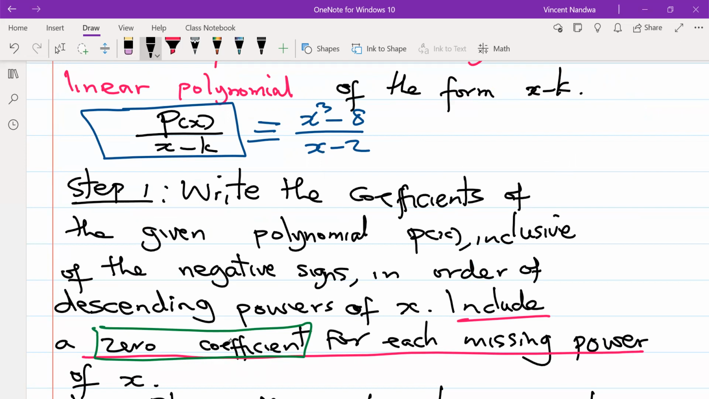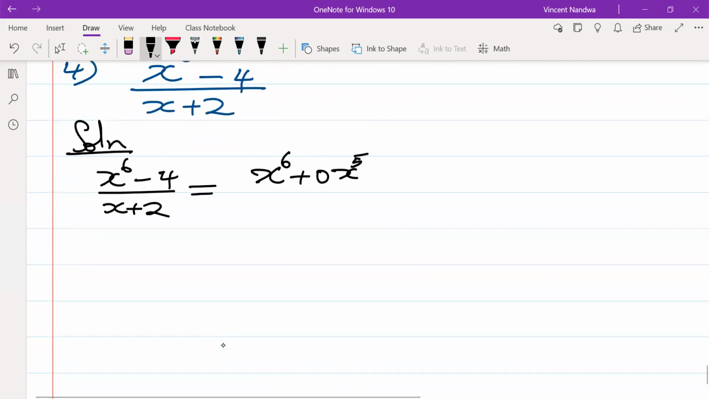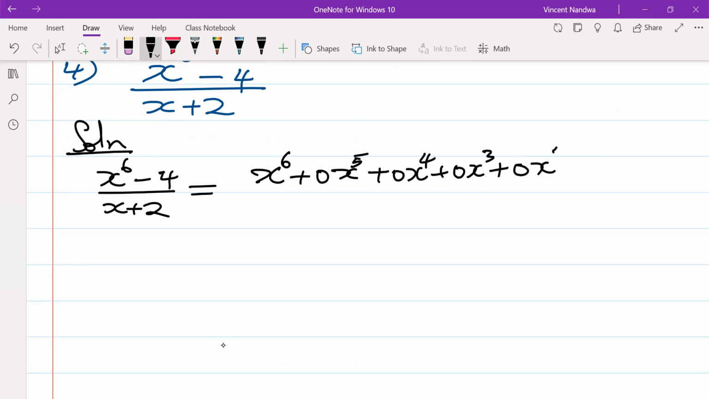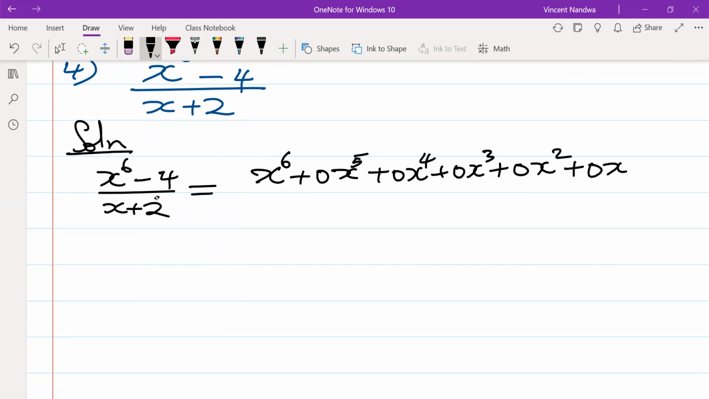So those are 0 x raised to 5, and then plus 0 x raised to 4, and then plus 0 x raised to 3, plus 0 x raised to 2, plus 0 x. Then plus a0. What is a0 in this case? a0 is the constant without the x, so you already have minus 4.